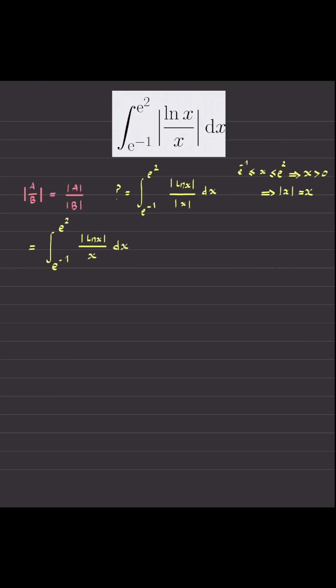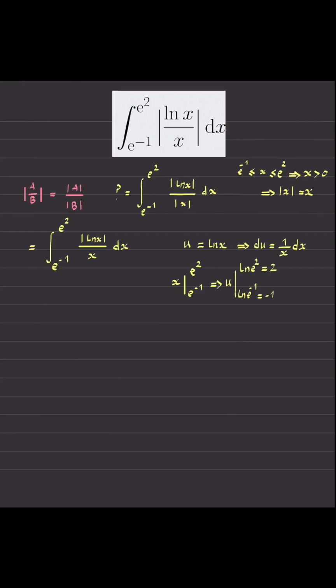Okay, but now what I will do, I introduce a new variable u to be ln of x, and then immediately when I differentiate it, this becomes 1 over x dx. And of course, my variable x goes from e to power minus 1 to e to power 2. This implies that the new variable u goes from ln of e to power minus 1, which is minus 1, to ln of e to the power of 2, which is simply just 2.